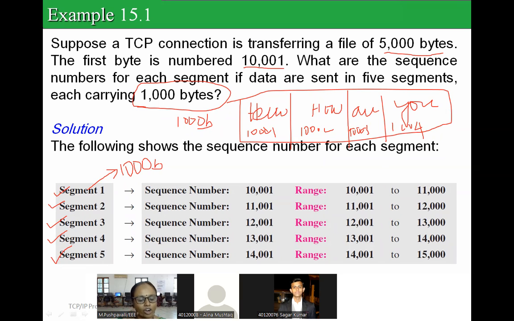First it decides the segment capacity. According to the segment capacity, it will assign the sequence number, and the sequence number will start from 10,001 to 11,000. Obviously the segment capacity is 1,000 bytes. Similarly, the next segments are 11,001 to 12,000, 12,001 to 13,000, 13,001 to 14,000, 14,001 to 15,000. So I am sending each segment with the capacity of 1,000 bytes. I'm totally sending 5,000 bytes, and my sequence number starts from 10,001 to 11,000. Is it clear how it is dividing the segments?